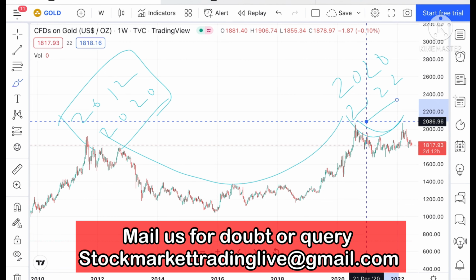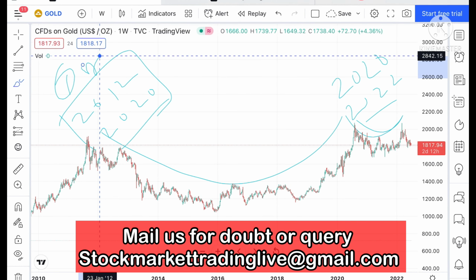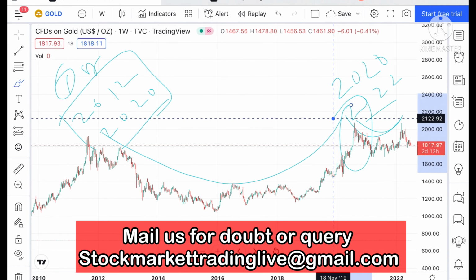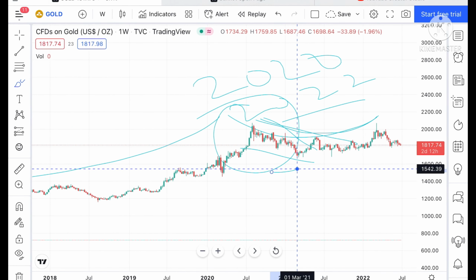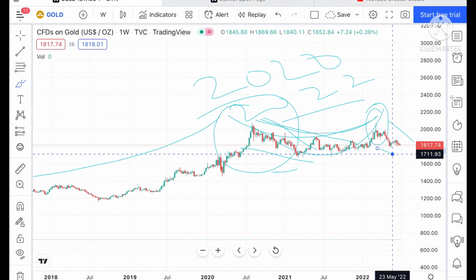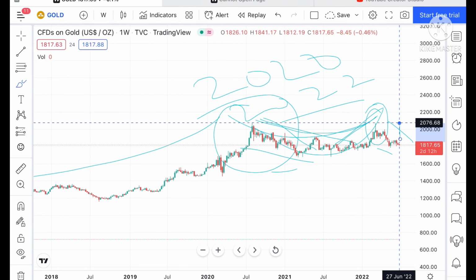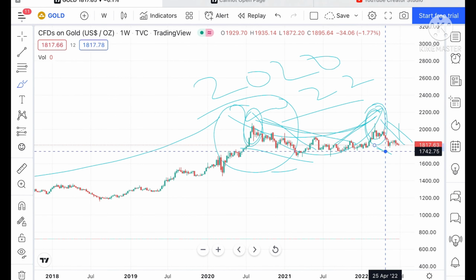Okay, and now if you look at this particular pattern, after the first pattern finished, what you have seen is a high and a low. Okay, after this high, the same pattern is repeated here, a high and a low. Okay, but after that what we have seen at a level of 2076, hitting this particular high, from there we have seen again a bounce back.